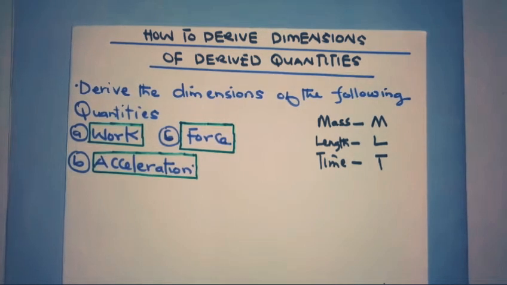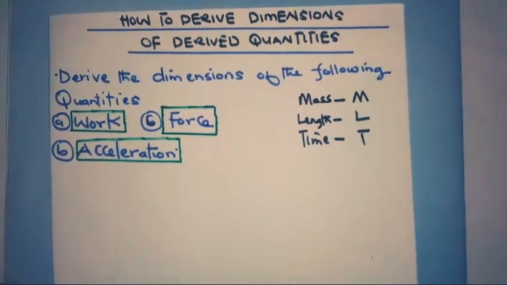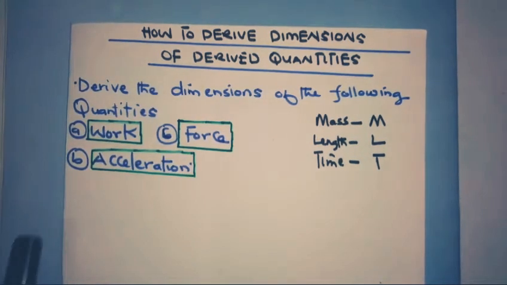But there are many derived quantities because when you manipulate mass, length, time in various ways, you are going to get derived quantities. So how would you get the dimensions of those quantities? Because dimensions of quantities help you to be able to get the unit of those quantities you're talking about. So here are three examples which we'll use to teach you how to do this. So here is a question: derive the dimensions of the following quantities.